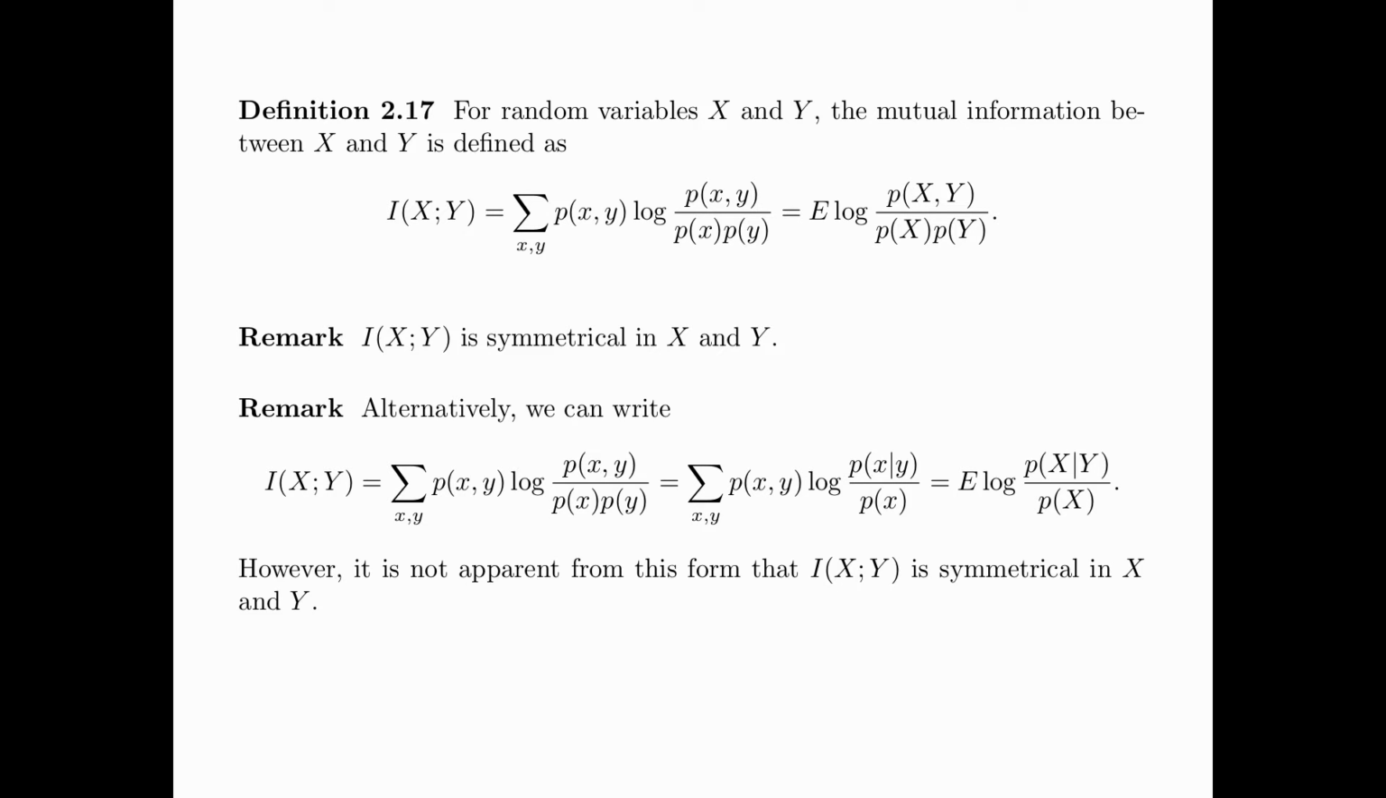Now we derive an alternative form for I(X;Y). First, I(X;Y) is equal to summation over x, y of p(x,y) log p(x,y) divided by p(x) times p(y) according to Definition 2.17. Then p(x,y) divided by p(y) can be written as p(x|y), and so we have I(X;Y) equals expectation of log of p(X|Y) divided by p(X). However, it is not apparent from this form that I(X;Y) is actually symmetrical in X and Y.